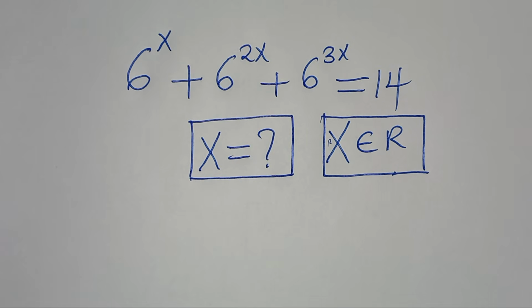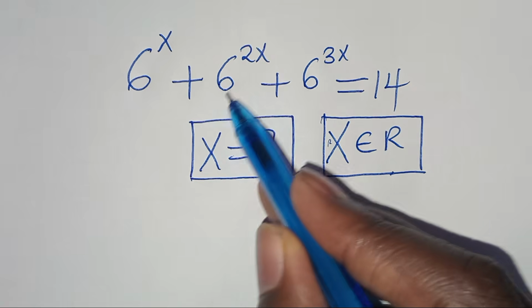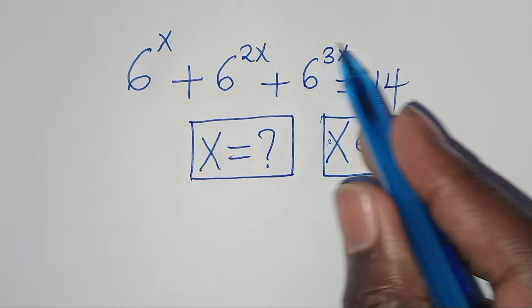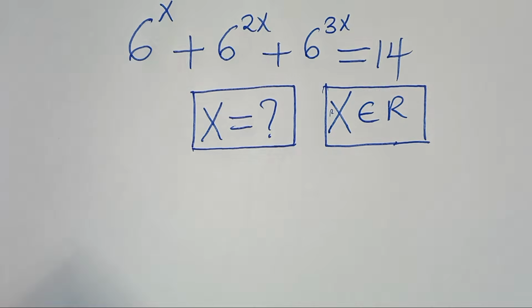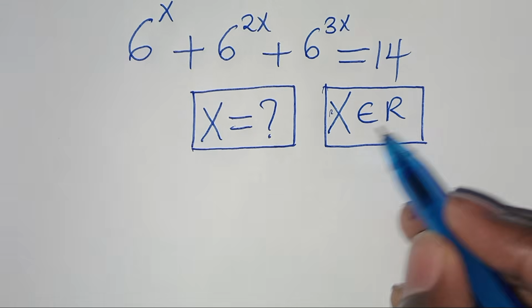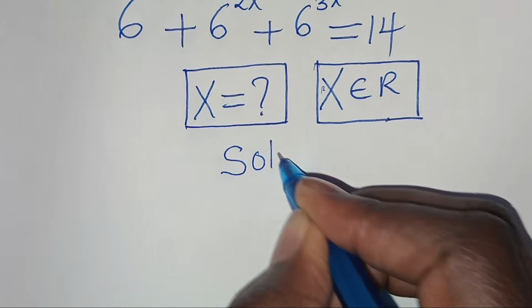You're welcome to solve this nice math problem, which is 6 to the power of x plus 6 to the power of 2x plus 6 to the power of 3x. This is equal to 14. So what is the value of x given that x belongs to real numbers? Now let's provide a solution from here.